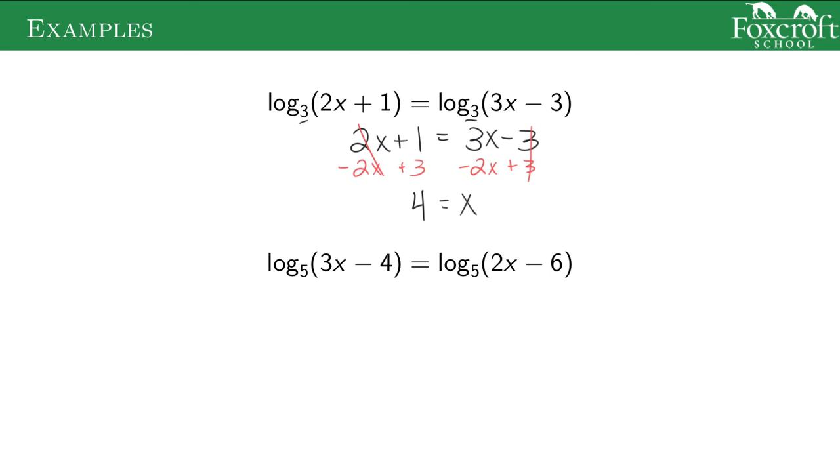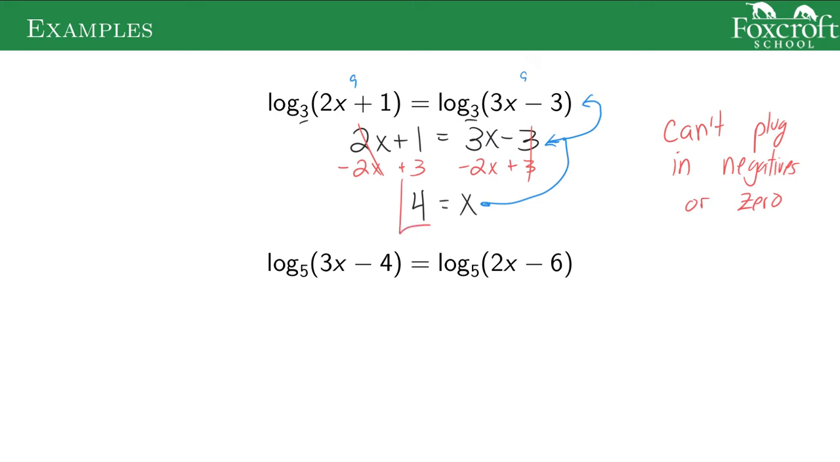There's one extra thing we have to do with logs. Remember, with logs, we can't plug in negatives or 0. So it's guaranteed that this answer is a solution to this equation, but it's not always guaranteed that it's a solution to the original equation that has logs, because logs have certain requirements about what I'm allowed to plug in. So I plug in 4, this turns into 9, this turns into 12 minus 3 is 9. All right, and that's fine, because I can plug in 9 into a log. So this actually is the answer.